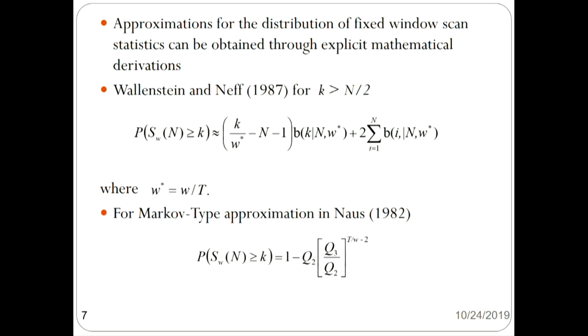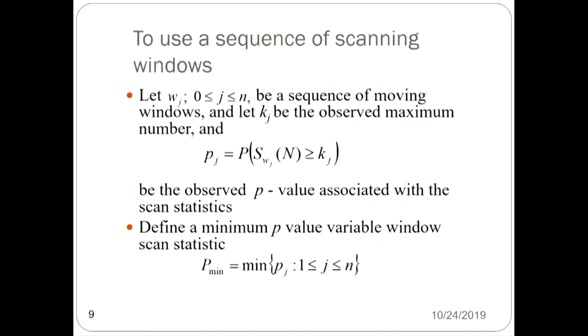and using this formula: Wallenstein and Neff's 1987 approximation, or the very famous Q2, Q3 product type approximations in Naus 82. So we should be able to calculate a sequence of p-values. The variable window scan statistic is defined as the minimum of those p-values. So with given data, we should be able to observe the p-min test statistic. However, there's no distribution formula for the p-min test statistic.